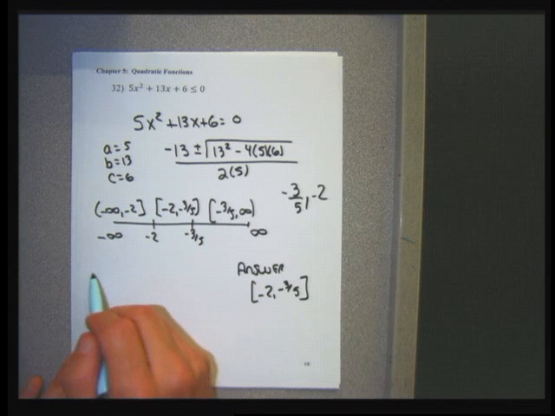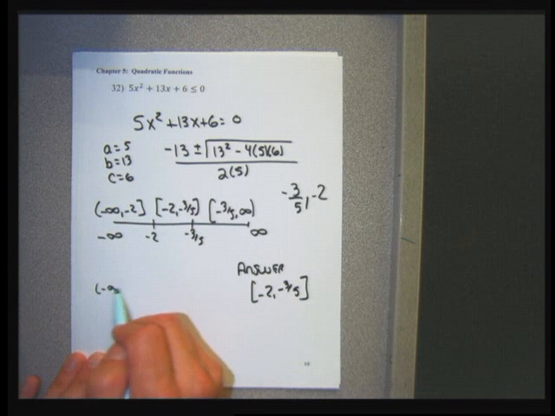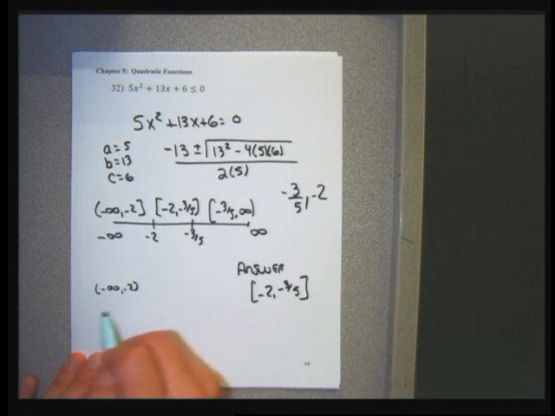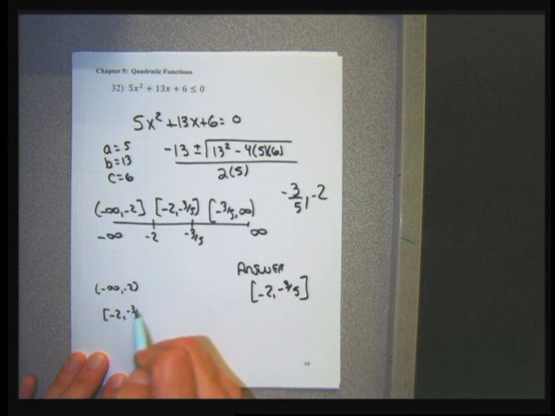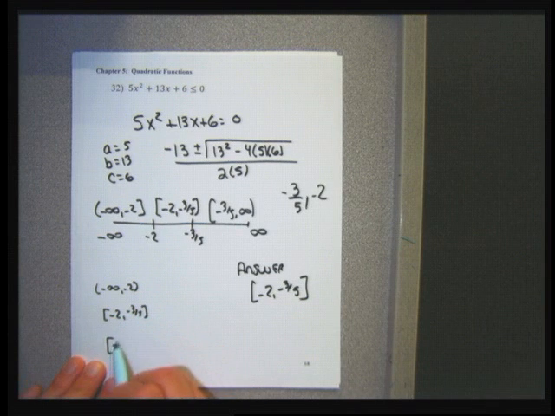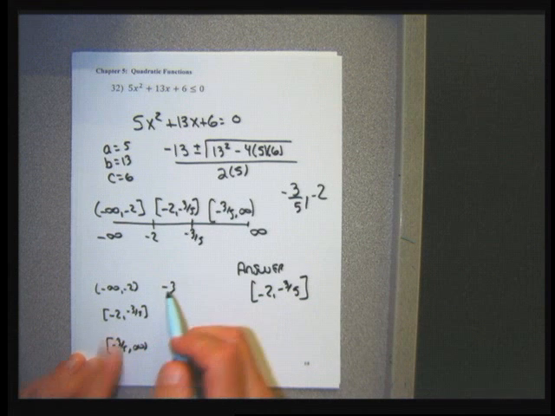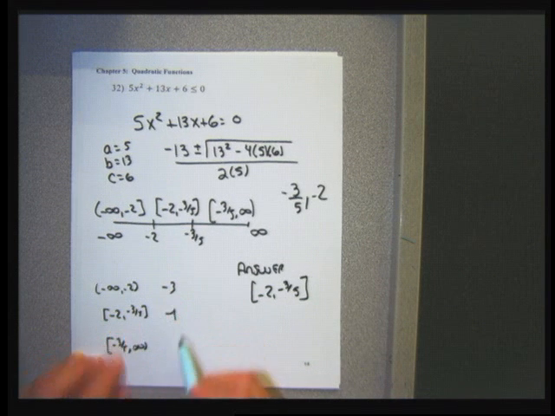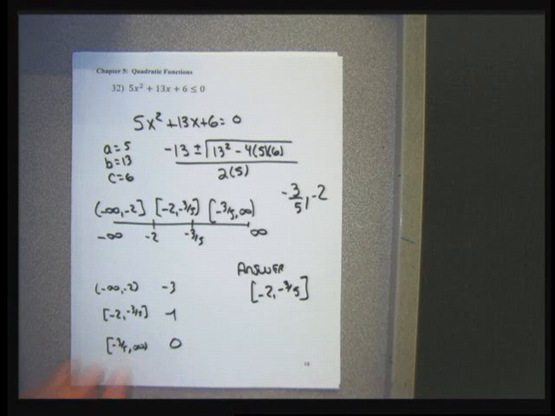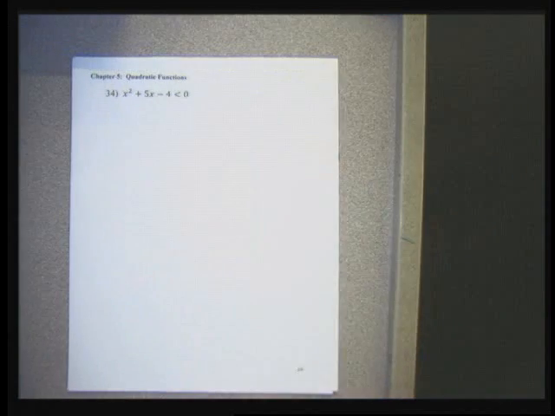My table would have these intervals, negative infinity to negative 2, negative 2 to negative 3/5, negative 3/5 to infinity. This interval I try a negative 3. Here, negative 1 is between those. Here it goes from positive to negative. I try a 0. I'll start maybe checking every other one to make sure my guesses are still consistently good. Hey, 34 is not good.